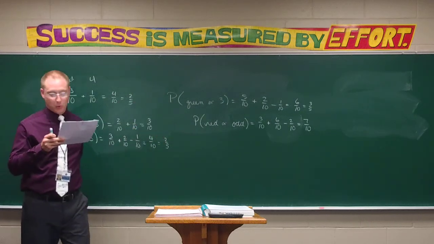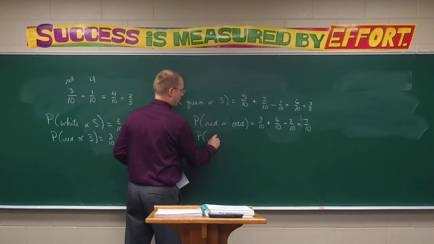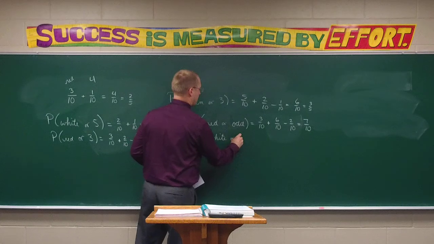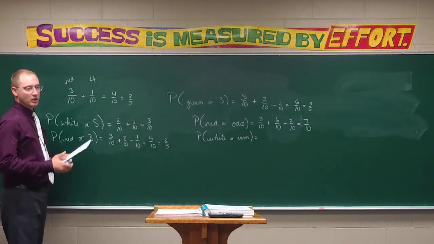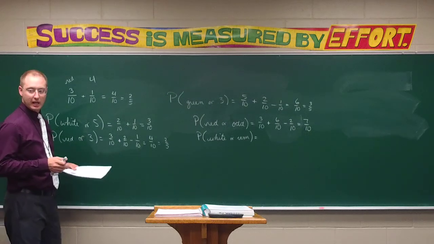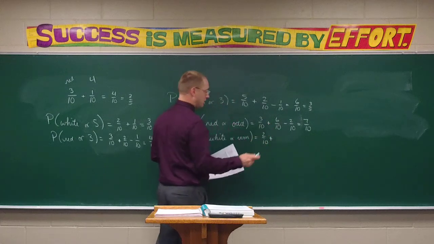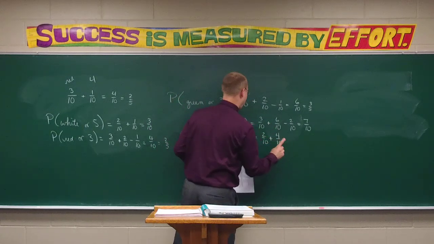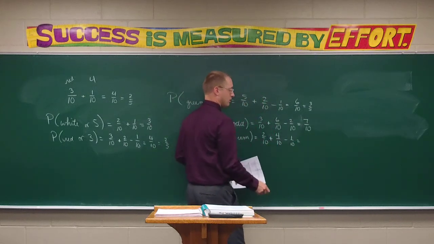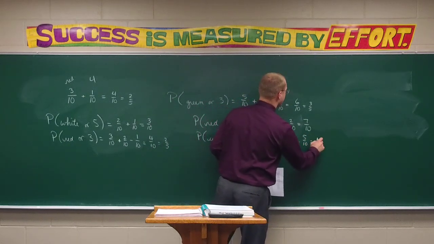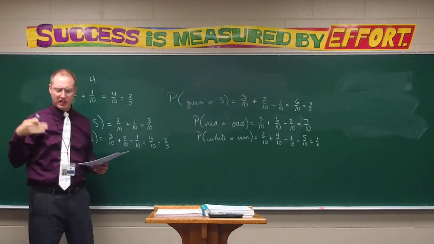Do the next one, white or even? And Michael's got it. Michael, how many white? 2 out of 10. How many even? 4 out of 10. How many white balls are even? 1. So we'll subtract that away to get 5 out of 10, or 1 out of 2. All right, questions? Feel like we're getting the hang of it?